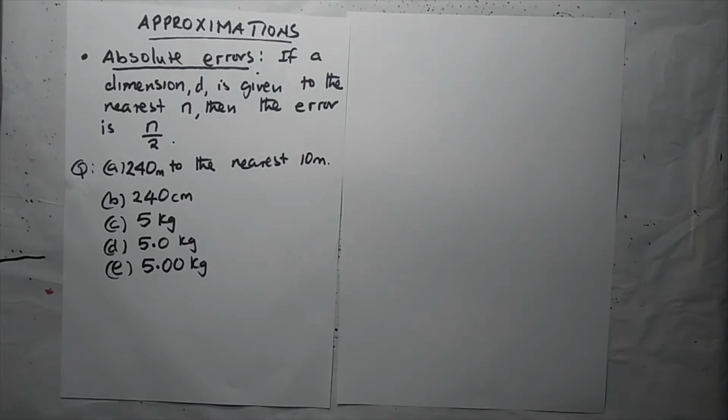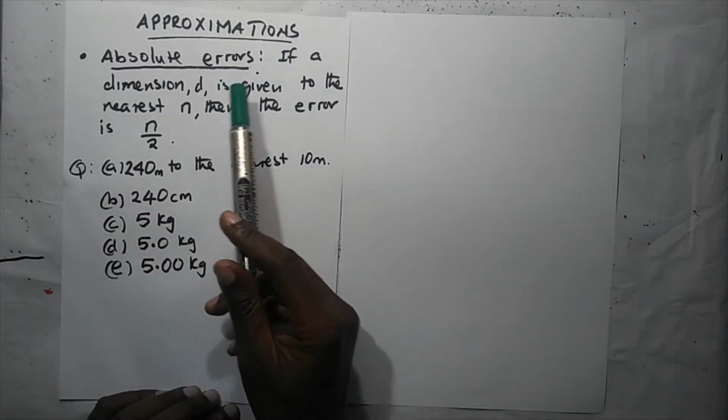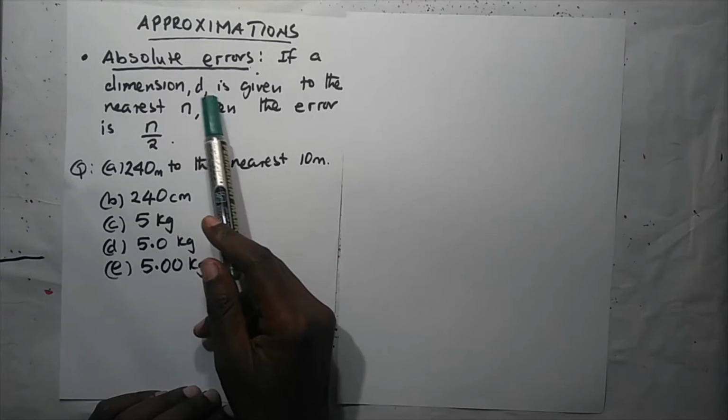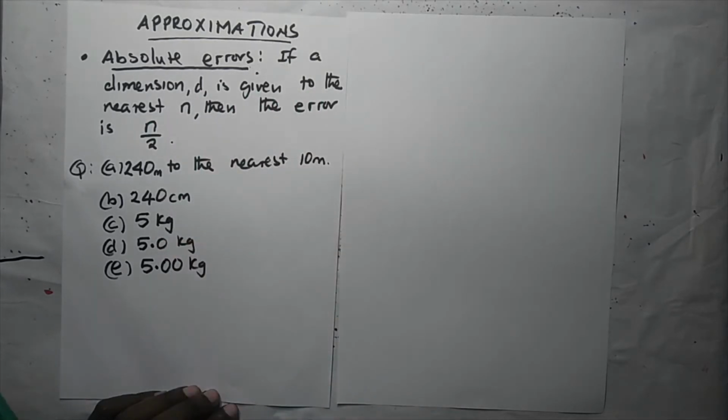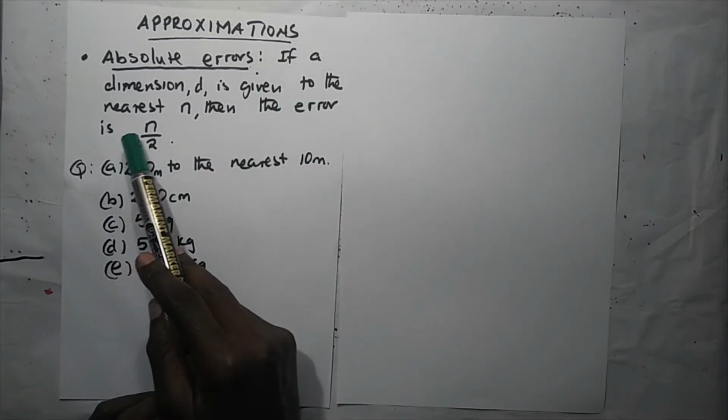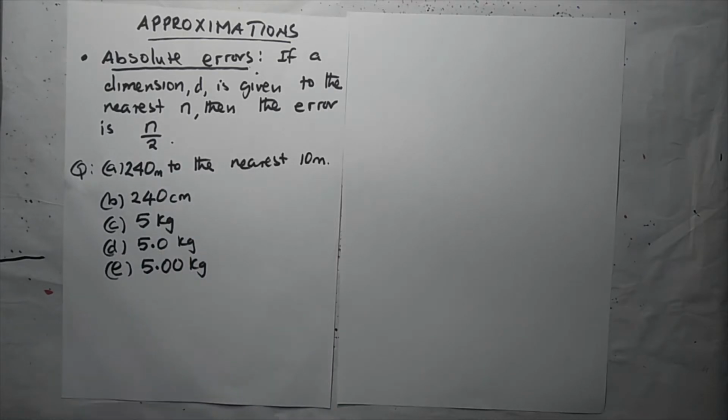In this lesson, we want to look at approximations, and under approximations, we are going to look at absolute errors, relative errors, and also percentage errors. So, under absolute errors, if a dimension d is given to the nearest n, then the error is given by n over 2. Okay, so I have to state one thing here.